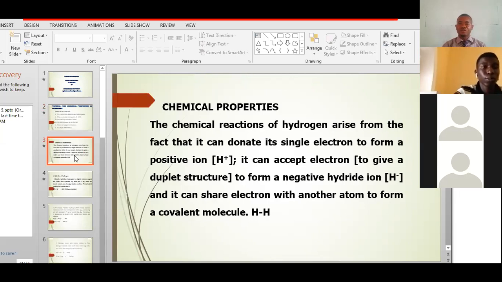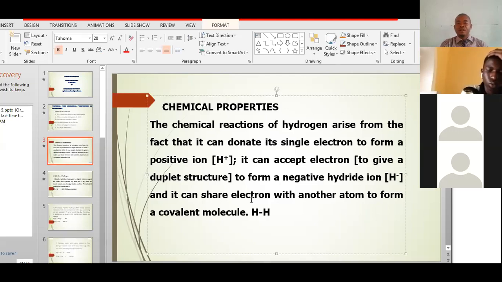The chemical reactions of hydrogen arise from the fact that it can donate its single electron to form a positive ion. It can accept an electron to give a duplex structure to form a negative hydride. And it can share an electron with another atom to form a covalent molecule to attain the duplex structure of noble gases. So these are the reasons for which hydrogen reacts with other elements to form compounds.